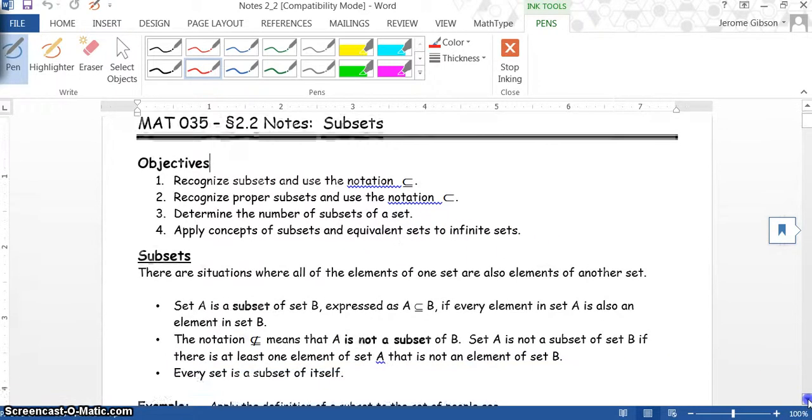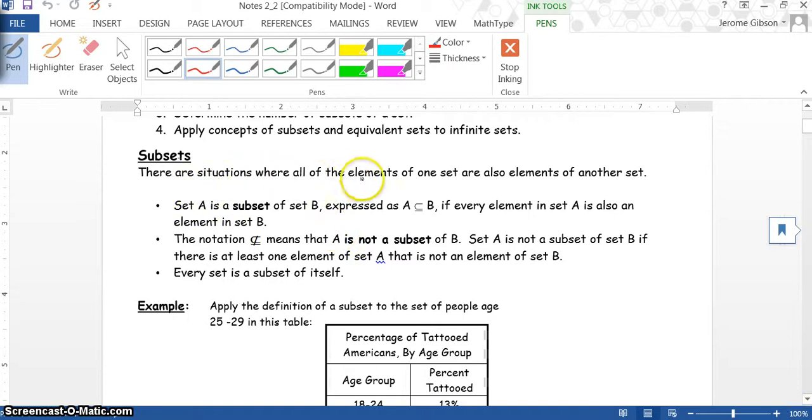Now, we have our subsets. There are situations where all of the elements of one set are also elements of another set. Set A is a subset of set B, expressed as A is a subset of B, if every element in set A is also an element in set B. The notation that this is not a subset of means that A is not a subset of B. Set A is not a subset of set B if there is at least one element of set A that is not an element of set B. Every set is a subset of itself.